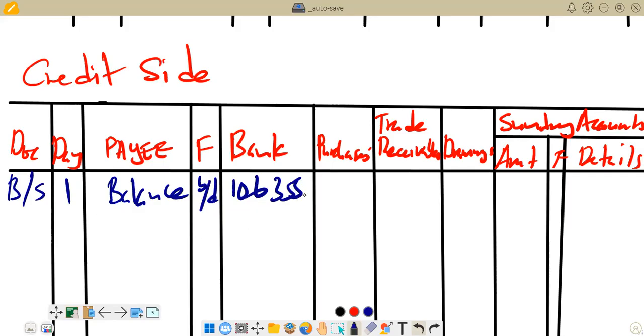Then we have other columns there. What is important is that what we have entered here, you should check if it's affecting purchases, trade receivables, drawings. If it's not affecting these, it automatically goes to the sundry accounts section. So it means that 106,355 is going to come on the sundry account section. So on amount, we have 106,355. So that's what we have there.